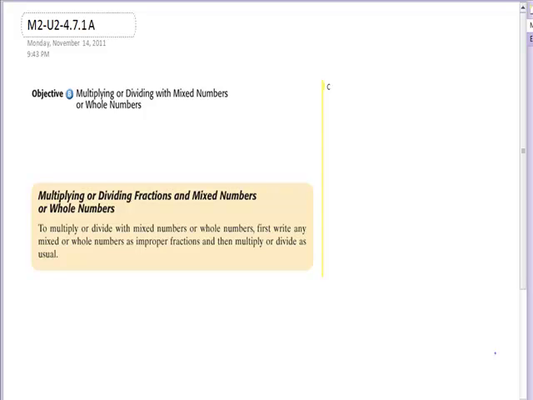In this lesson, we're going to multiply or divide with mixed numbers or whole numbers. Now, when we multiply or divide with mixed or whole numbers, first, write any mixed or whole numbers as improper fractions, and then multiply or divide as usual. Remember that in order to multiply or divide, we're ultimately going to need every number to have a top and a bottom. So we're going to change mixed or whole into improper.